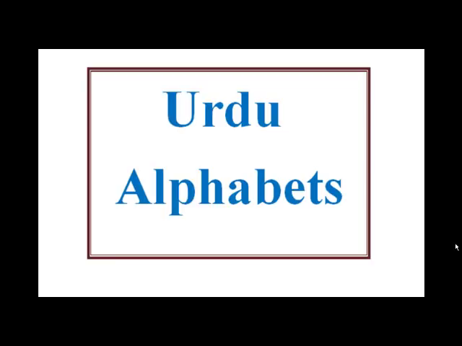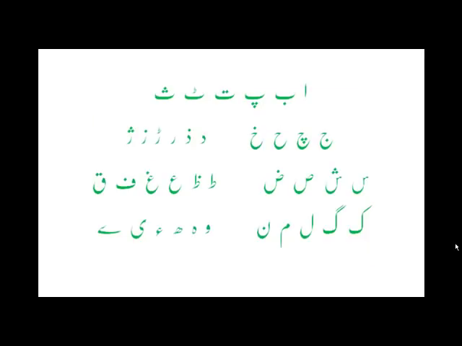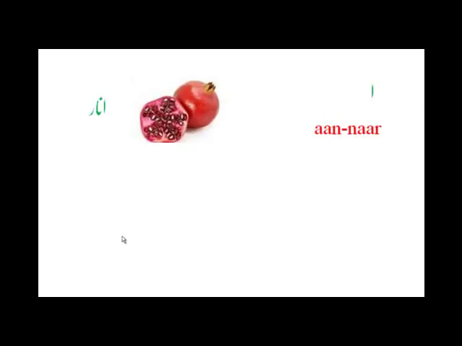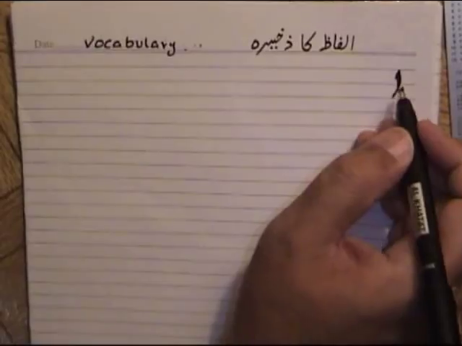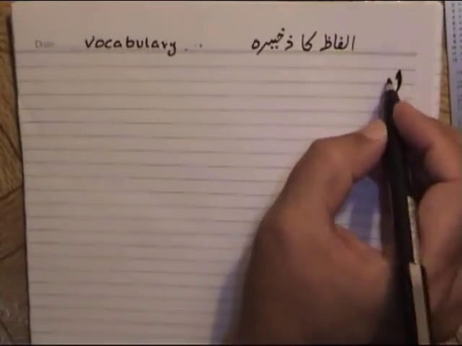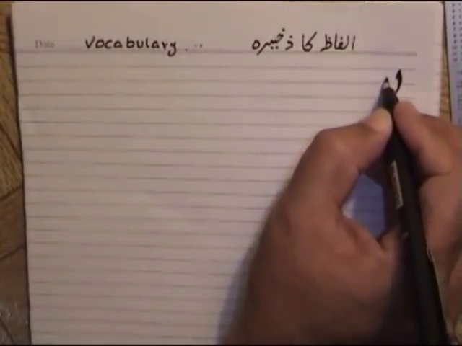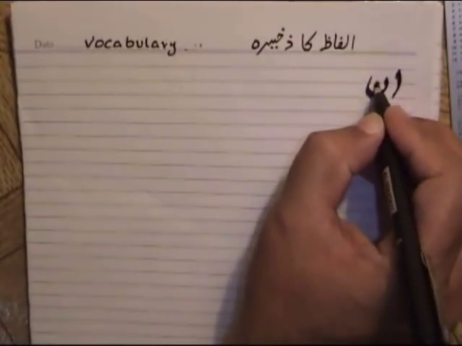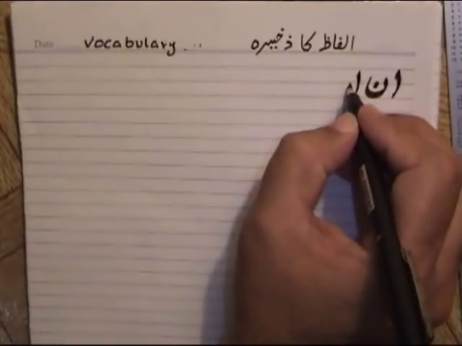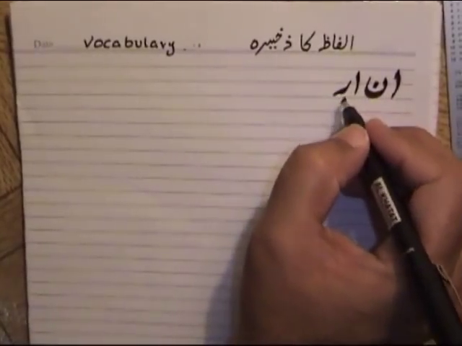In today's lesson, we will learn some vocabulary and how to use letters to produce these words. Alif Anar, pomegranate. Alif Anar, in Anar we need four sounds: Alif, and then An, and again Alif, Anna, then Re, Anar.